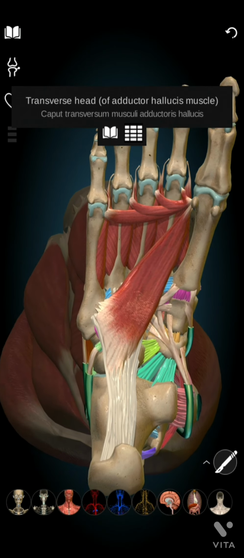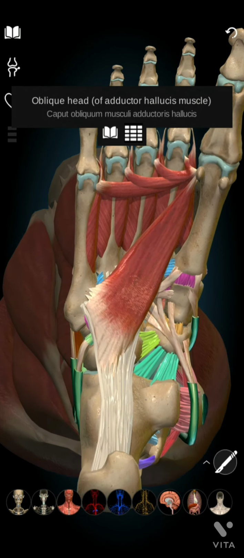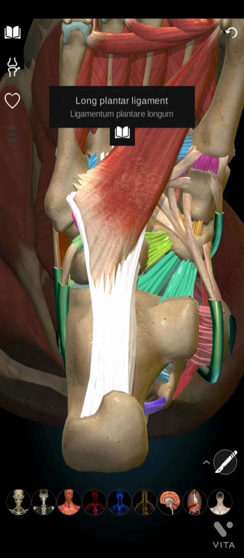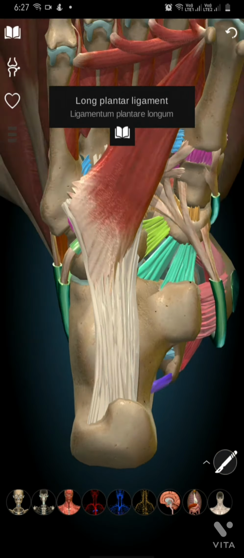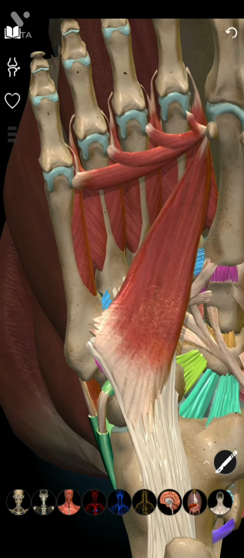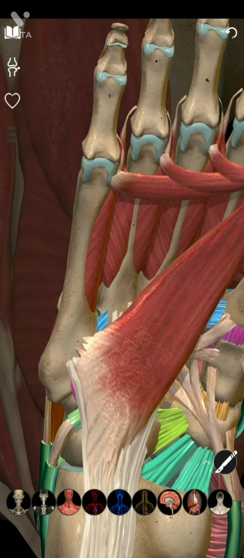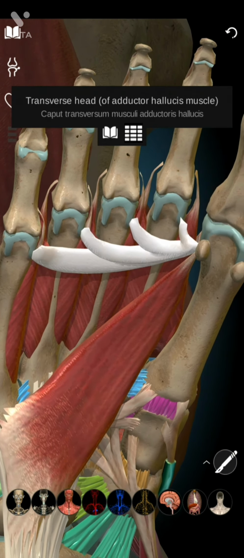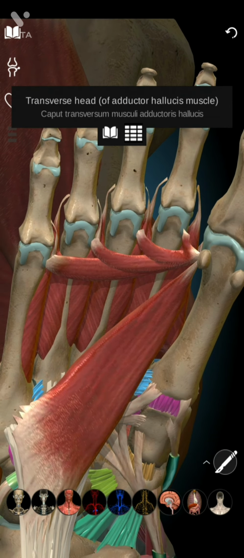If you keenly observe, the oblique head mainly originates from this ligament, the long plantar ligament. It is going to insert on the medial surface of the metatarsal of the first digit. Sorry, the oblique head is done.